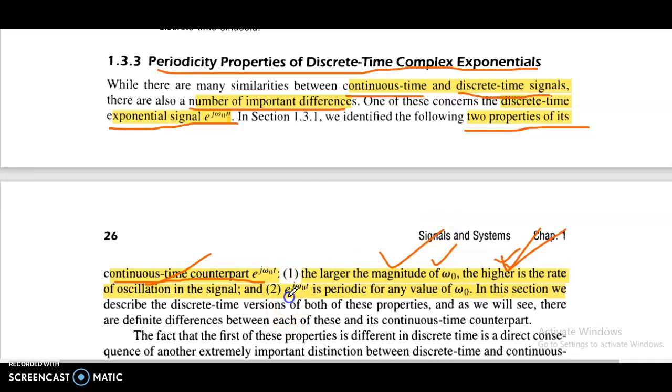Second one: e power j omega naught t is periodic for any value of omega naught. Any value of omega naught is periodic. Again, the first one is that the larger the magnitude of omega naught, the higher is the rate of oscillation in the signal, due to the larger magnitude of omega naught.